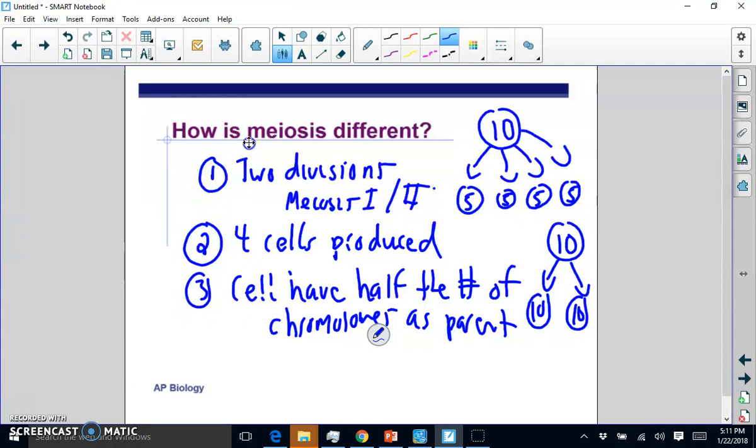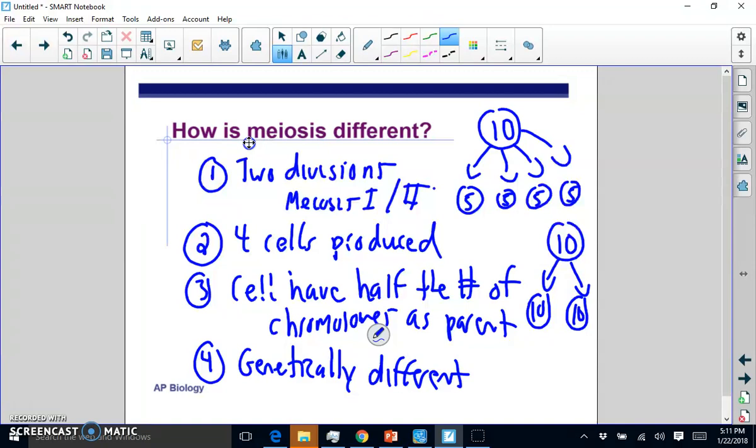And the last and final difference is that cells in meiosis, okay, are genetically different. They're genetically different from the parent. So, like, these cells are genetically different from the parent. But also, most of the time, each of these cells are genetically different from each other as well. Okay? And we're definitely going to see how this comes about tomorrow in class.